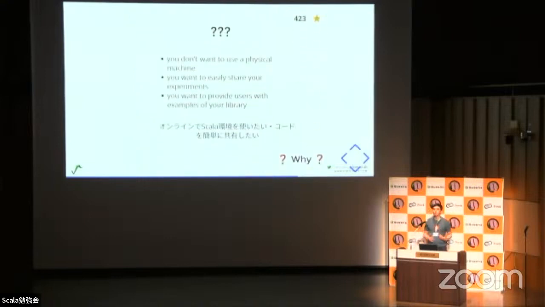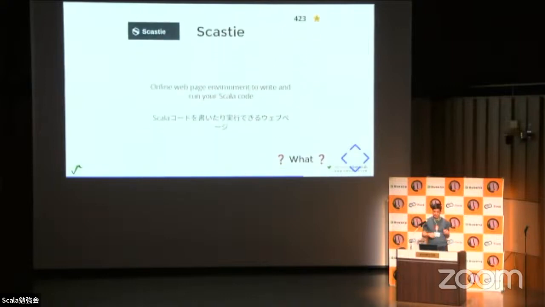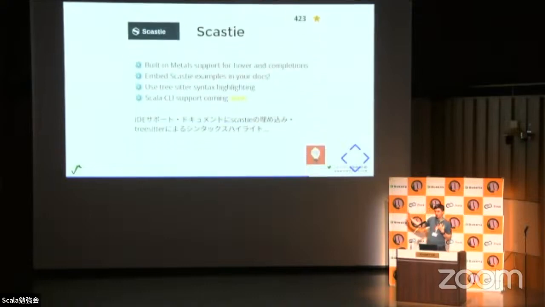But if you don't want to do things on your physical machine, or maybe you want to share your experiments, have some additional interactive docs, you might want to use Scasti. It's an online web environment where you can write your code, run it, and share it. And it's really amazing. There's some nice features it has. So if you want to inspect types, you can hover over them. You'll get completions like in IDE when writing.